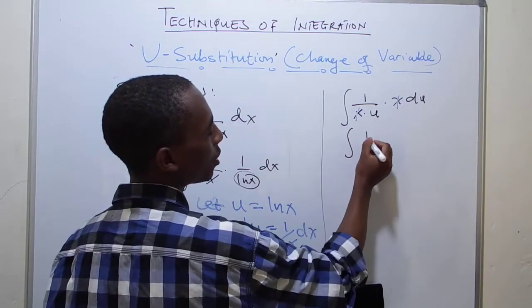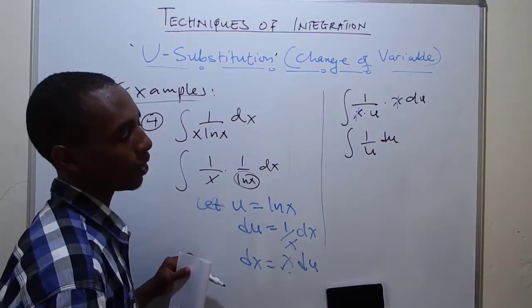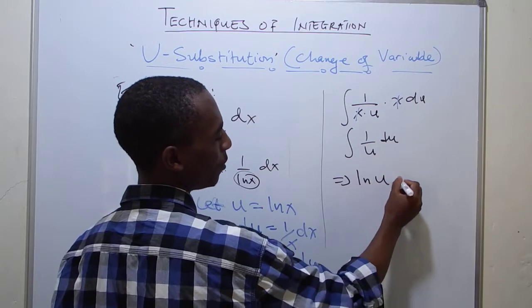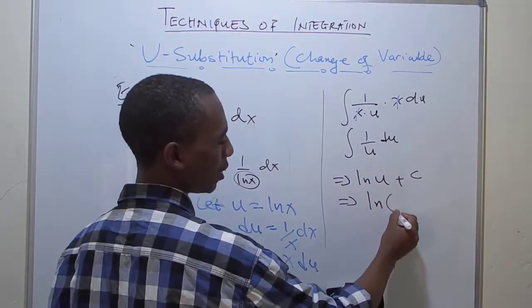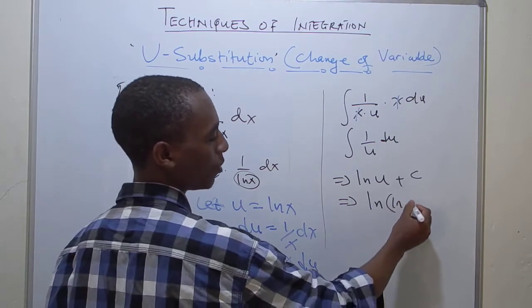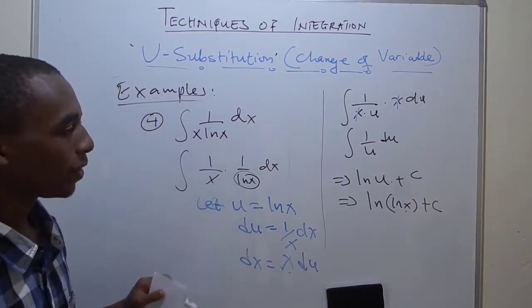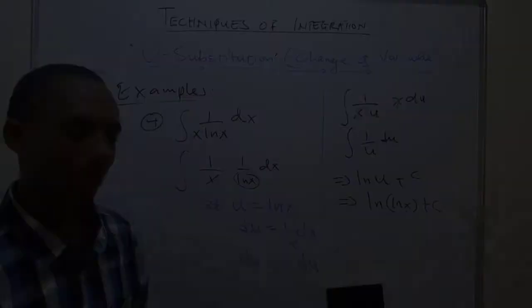Now we have the integral of 1 over u du, and what do we have there? That's just the natural log of u plus a constant of integration, which is the natural log of the natural log of x plus a constant. I just substitute back for u here. Alright, this is a nice one. Let's check on more examples.